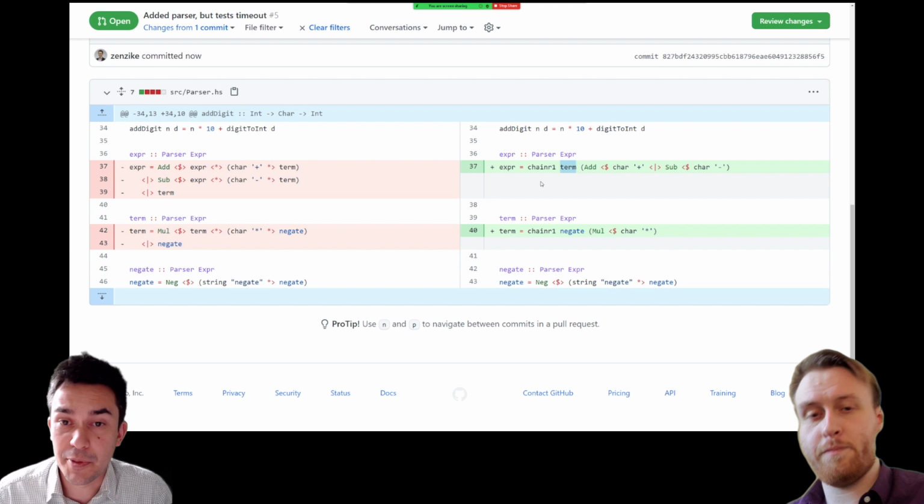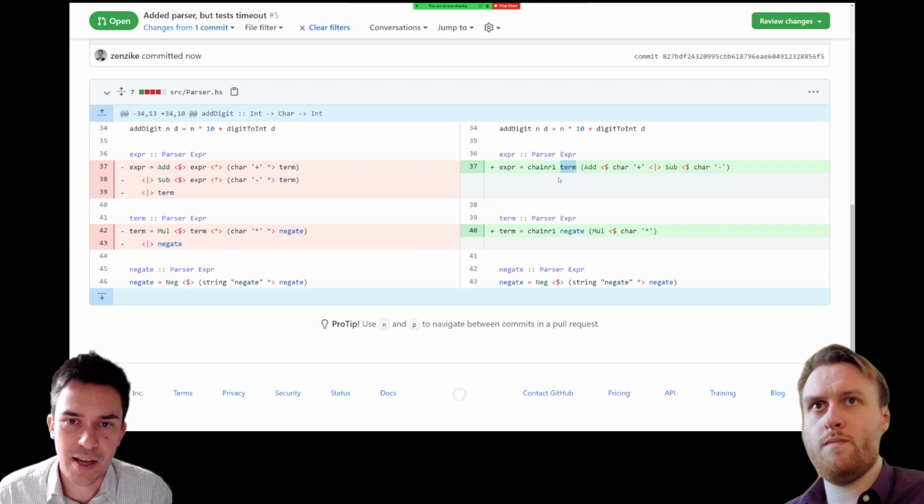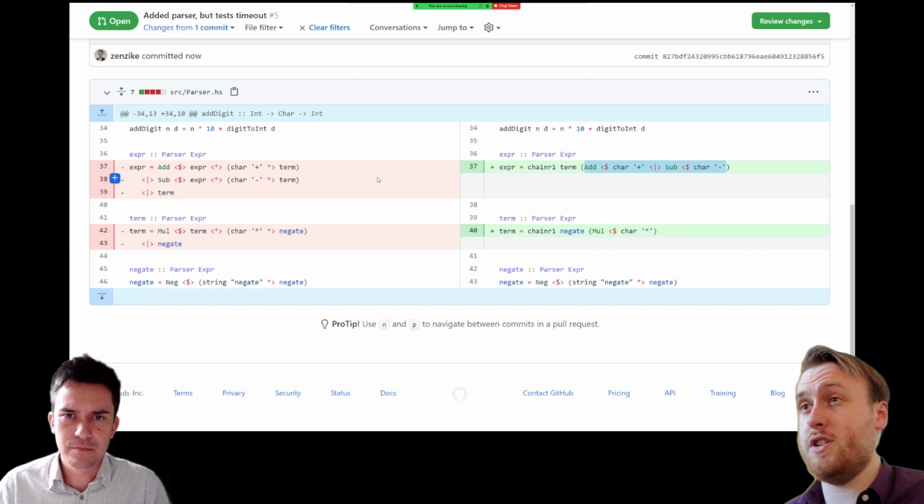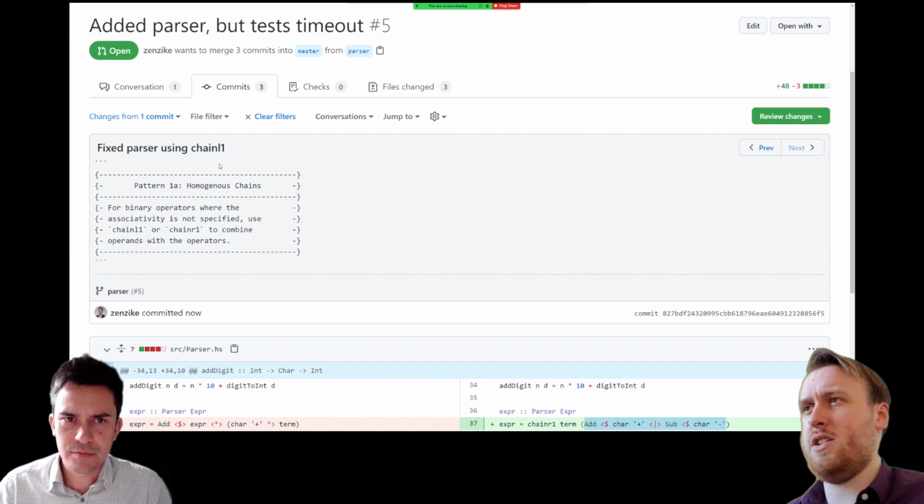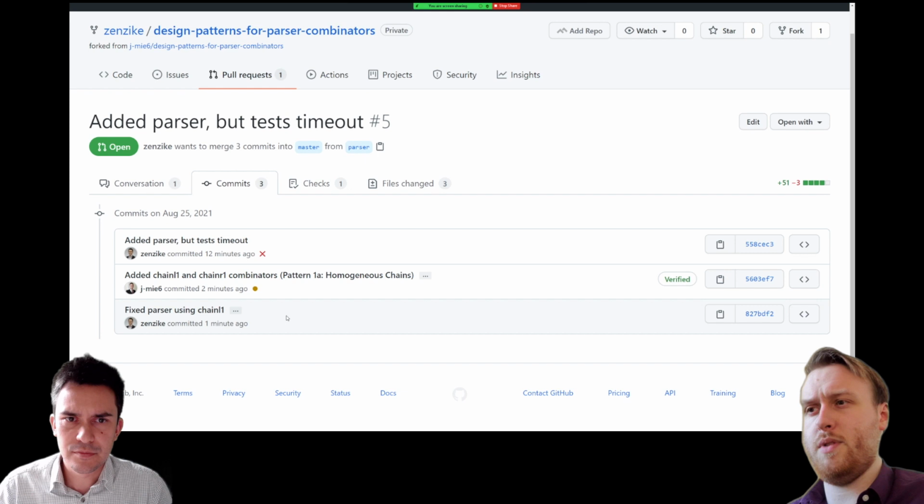So I basically say it's add char plus, which parses the plus and puts it into an add, or a sub char minus, which does the same with minus. And term is basically a simplified version of that. Yeah, okay. This looks correct. I mean, this is actually a bit more efficient than your original one anyway, because it doesn't have to repeatedly try and read expr. Let's check on the actual CI and see what happened.